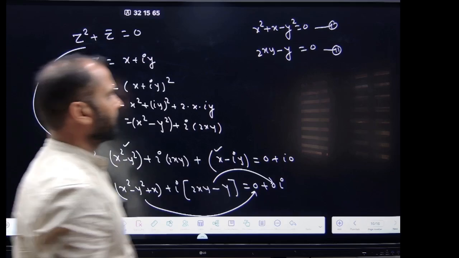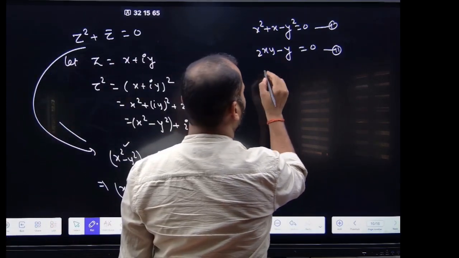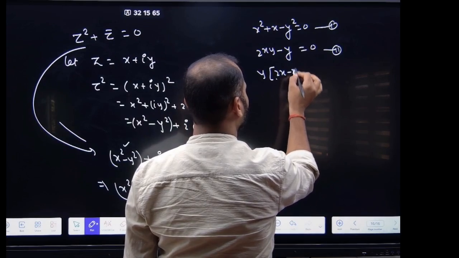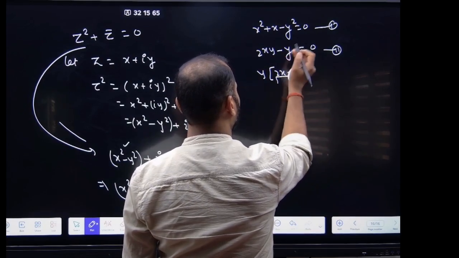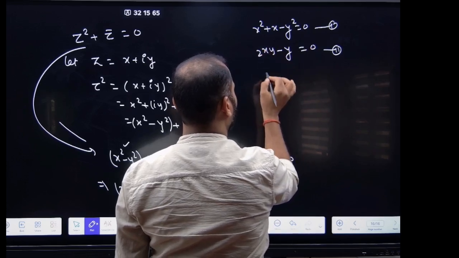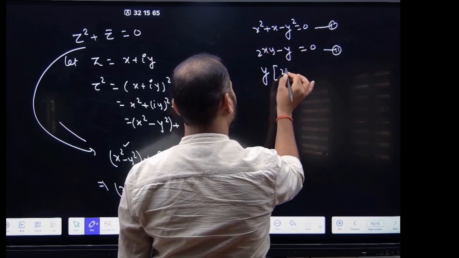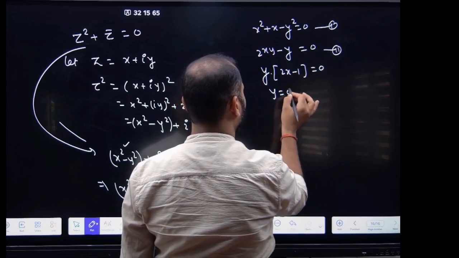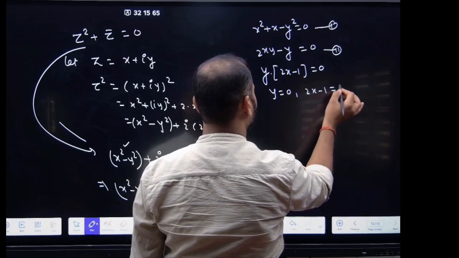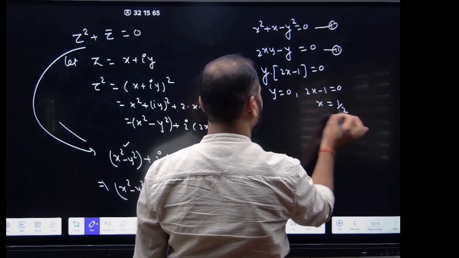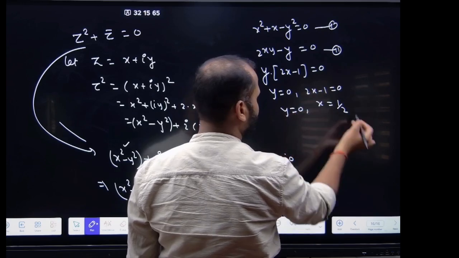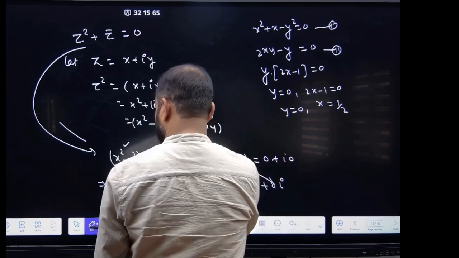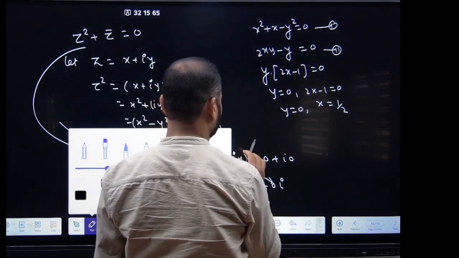How to solve? So here I can take common, right? y you take common. So what will you get? 2x minus 1, yes or no? If you take y common, then you will write 2x minus 1 is equal to 0. So y will be 0 or 2x minus 1 will be 0, meaning x is 1 by 2. So y is 0, x is 1 by 2. Now I will think, okay, if y is 1, what is the x value then?